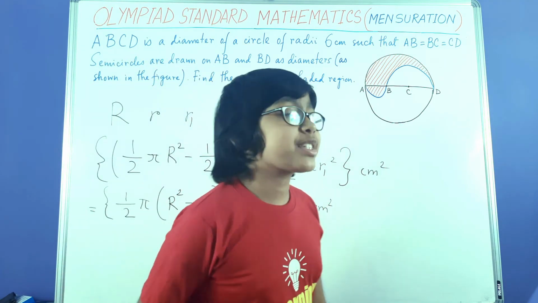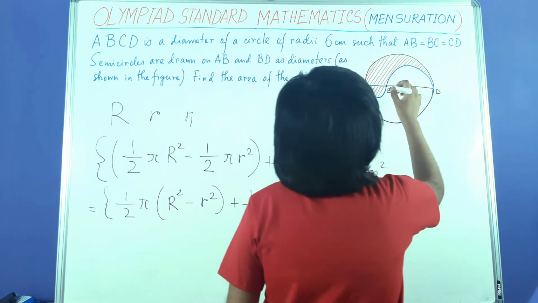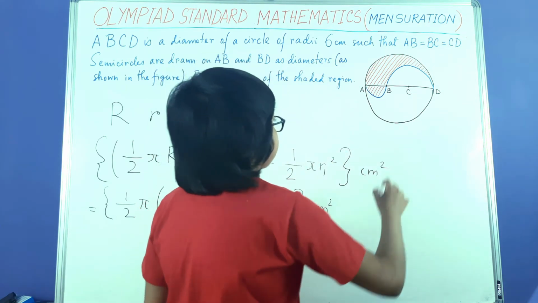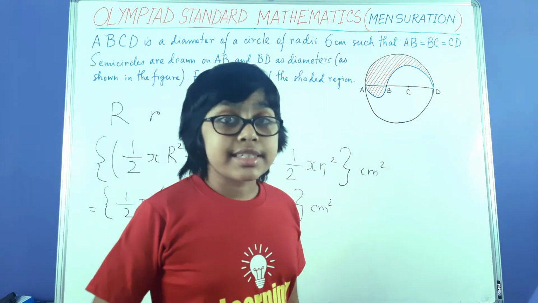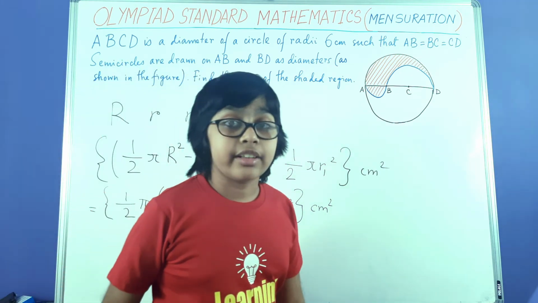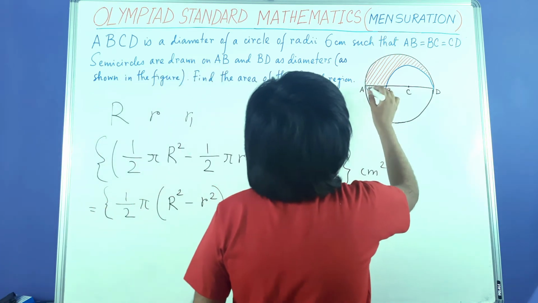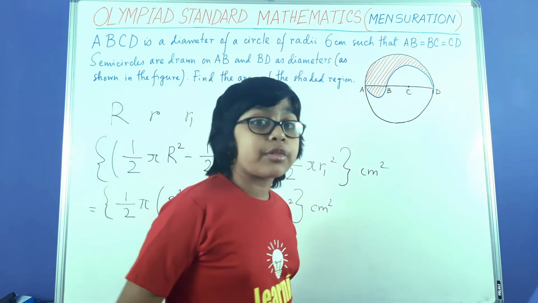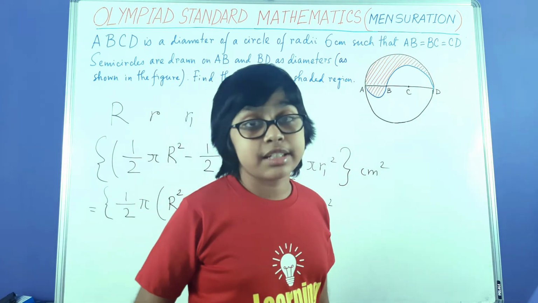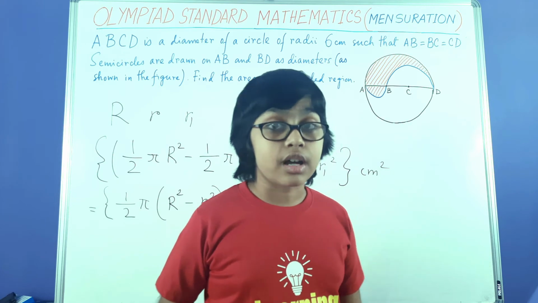The medium-sized semicircle's radius will be 4, because BC and CD together make up the diameter, and as I told previously, BC and CD are equal, each 4 centimeters. Therefore, small r is 4. Finally, R1: since AB is 4, and this is the diameter of the smallest semicircle, the radius of the small semicircle is 2 centimeters, so R1 is 2. Now we can do our substitutions and move on.